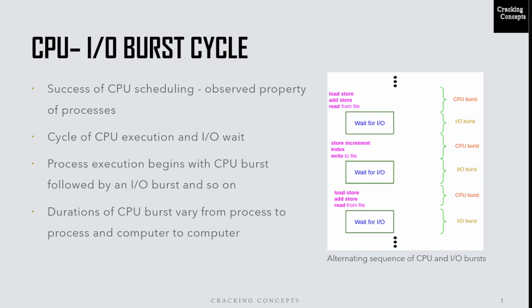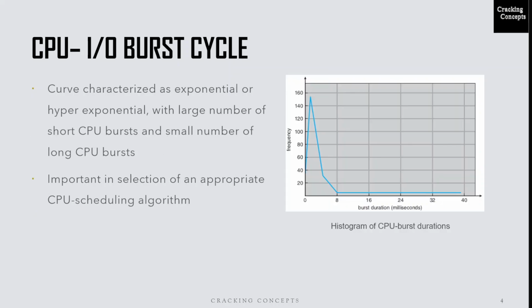The duration of CPU bursts have been measured extensively, although they vary greatly from process to process and from computer to computer. They tend to have a frequency curve as shown in the figure here. The curve is generally characterized as exponential or hyperexponential with a large number of short CPU bursts and a small number of long CPU bursts. This distribution can be important in the selection of an appropriate CPU scheduling algorithm.